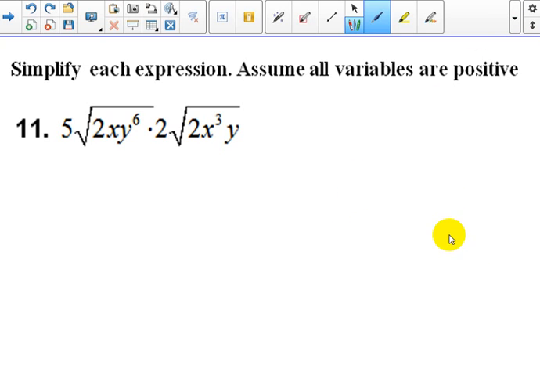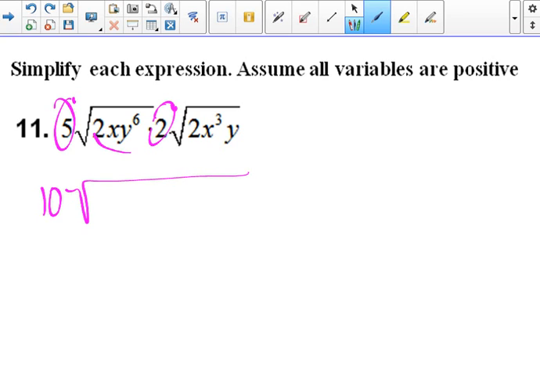Problem 11 says simplify each expression, assume all variables are positive. Because our powers match again, we can combine these. So let's combine the outside first. 5 times 2 is 10. Now this is going to be a 2 times 2, which is 4. X times x cubed is x to the 4th. And y to the 6th times y is y to the 7th.